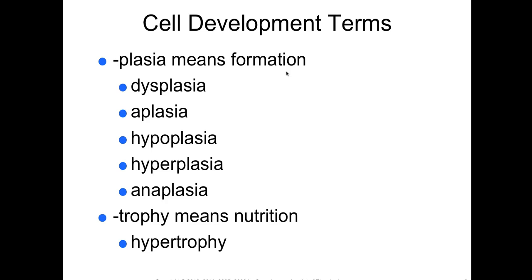And then we have our suffix trophy, which means nutrition. So here we have hypertrophy. So you might be thinking hyper means excessive, trophy means nutrition, it's excessive nutrition, but it really means that your cells are kind of getting this rich nutrition, so we get an increase in the size of that organ that's caused by an increase in the size of the cells, not necessarily the number of cells. If we wanted to talk about an increase in the number of cells, then we would say hyperplasia.